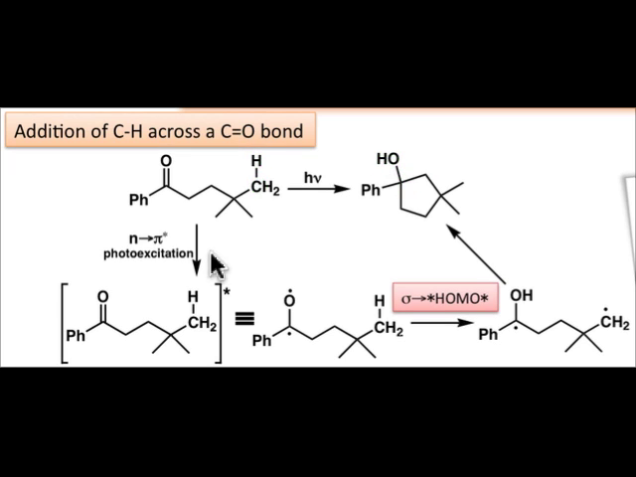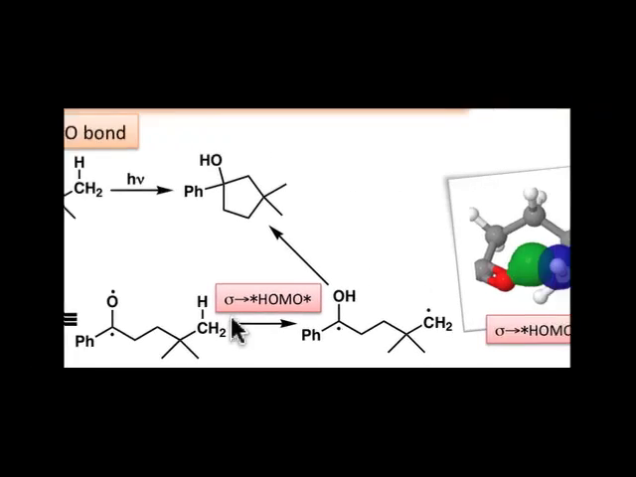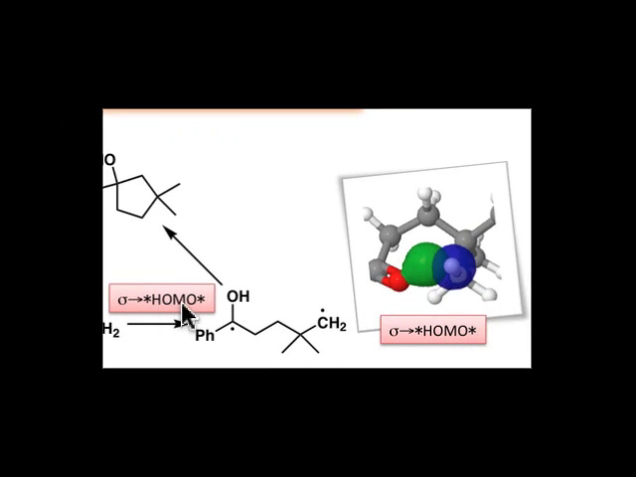The mechanism of this reaction begins with an n to pi star transition of the carbonyl group. That photoexcitation process pushes an electron from the non-bonding level into pi star, leaving the non-bonding level half empty, making it very electrophilic. The nucleophilic species will be the pair of electrons in the sigma orbital of the carbon-hydrogen bond. The key frontier orbital interactions, then, would be a sigma to HOMO* donation, where HOMO* is the non-bonding level, now half empty.